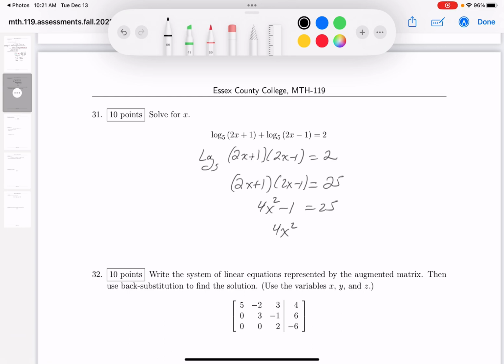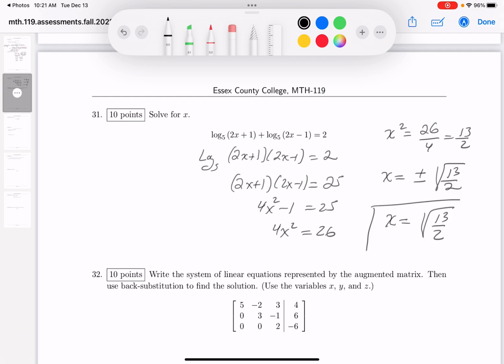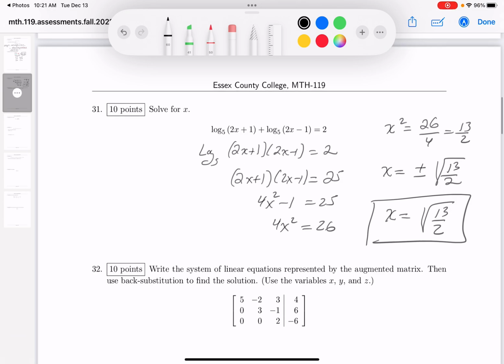4x squared equals 26, adding 1 to both sides. X squared would equal 26 over 4, or 13 halves. X will equal plus or minus the root of 13 halves. There is a problem over here: I can't use the negative root because in the second term I'd have trouble immediately. There'd be a negative argument. So the only answer here is x equals the root of 13 halves. That's done.